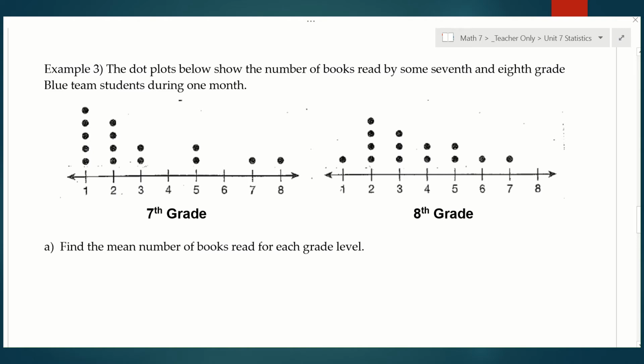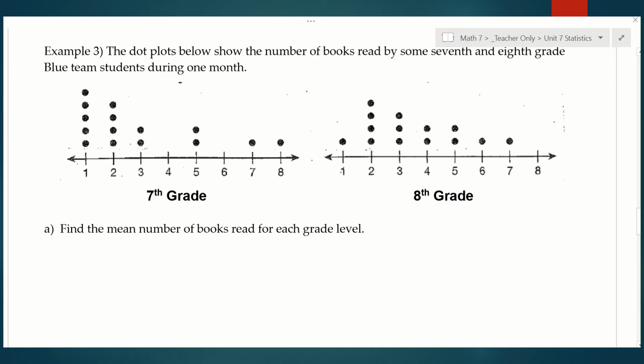Okay, so example 3. The dot plots below show the number of books read by some 7th and 8th grade Blue Team students during 1 month. Find the mean number of books read for each grade level. All right. So I'm going to split this here. So we're finding the average or the mean for each grade level. So let's see who wins on our team, the 7th graders or the 8th graders.